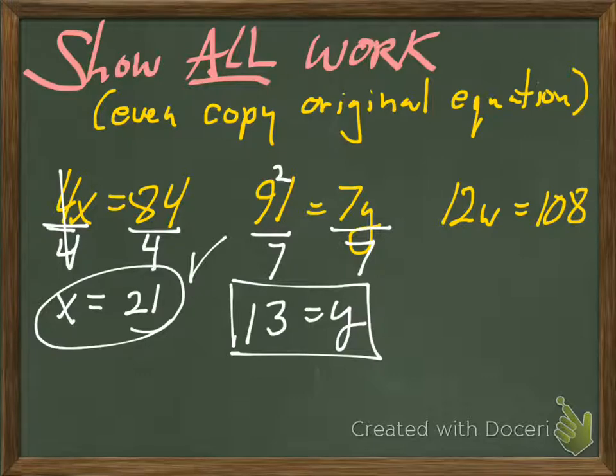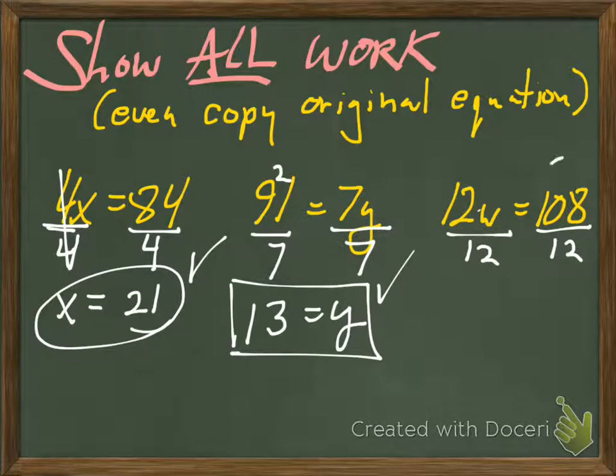And you can put a circle or a box around the answers, and again, 7 times 13 does equal 91, so we're on the right track. That one checks. And finally, the last one, we have 12 times w equals 108. So divide this side by 12. Well, if you do it to the left, you also have to do it to the right.